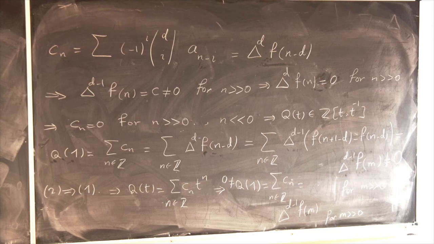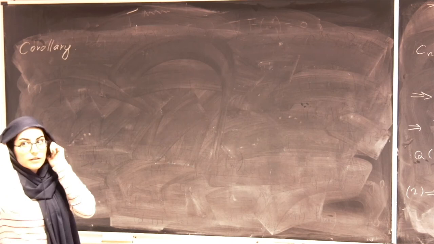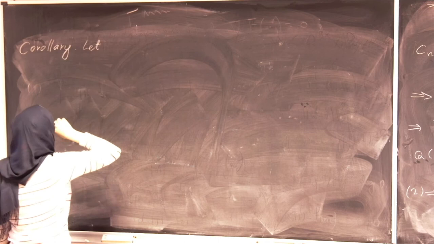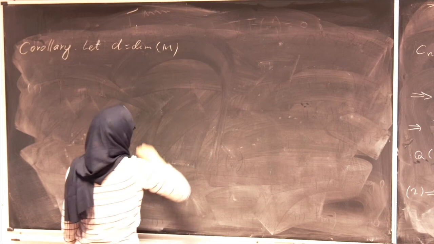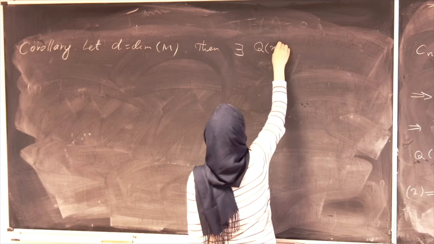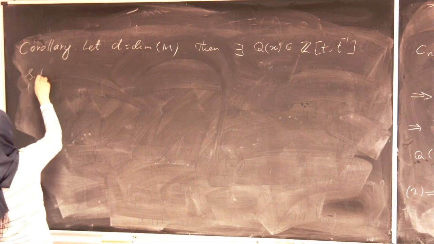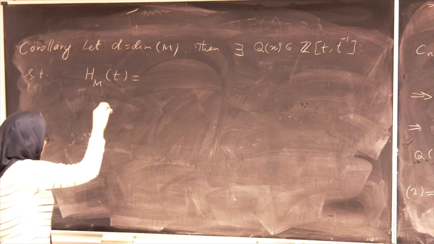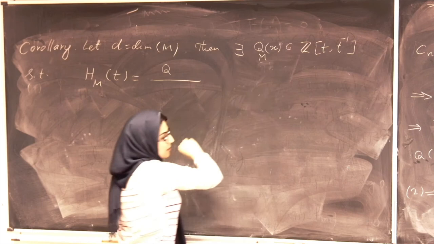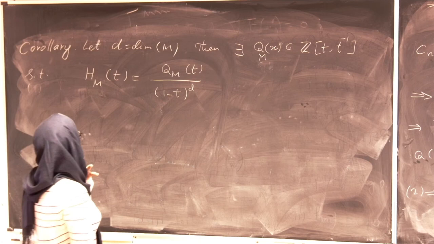So as a corollary, let d be equal to the dimension of the module. There exists a polynomial Q in Z[T, T^-1] such that the Hilbert function can be written as such a fraction. I call this Q_M because it is attached to M. So Q_M(T) over (1 - T)^d, such that Q_M(1) is not zero.